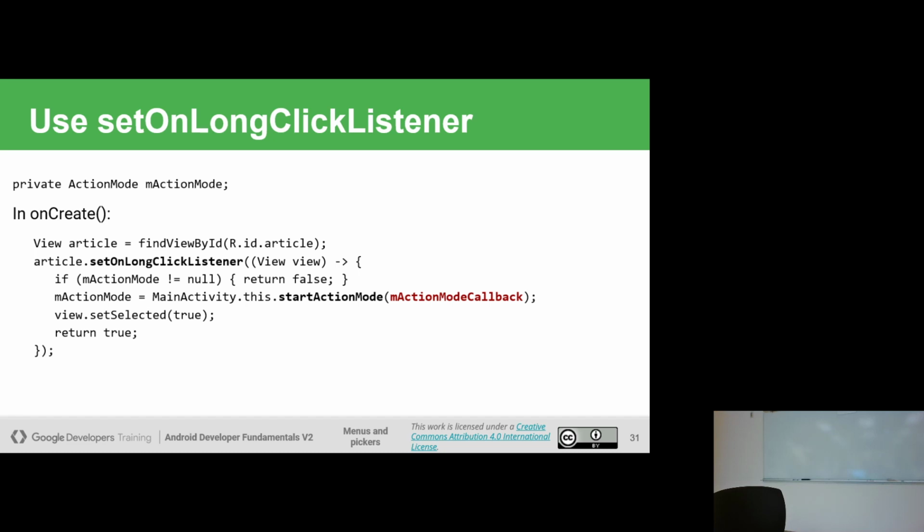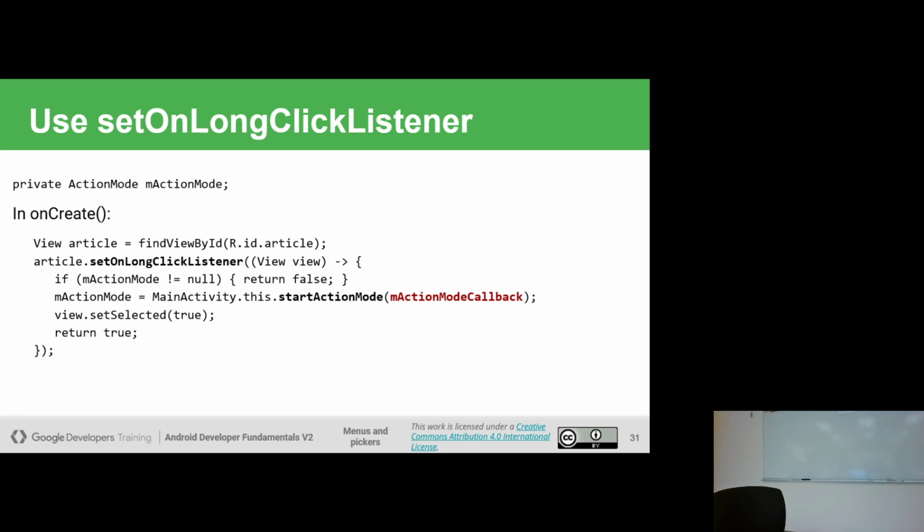Now, what do I do in the logic when you actually do the long press? This is the part that's maybe a bit more interesting. So first of all, I'm saying if the action mode is not null, just return false. So if I'm already in an action mode, if you've already done the long press, don't try to get in the action mode again. Just return false, we don't do anything. That makes sense? So if you do the long press and it's already open, then we don't actually do anything.